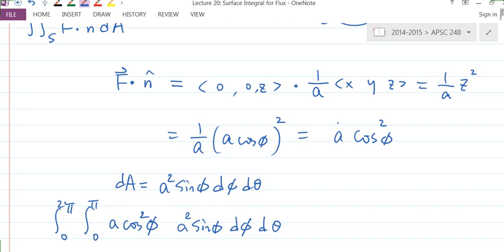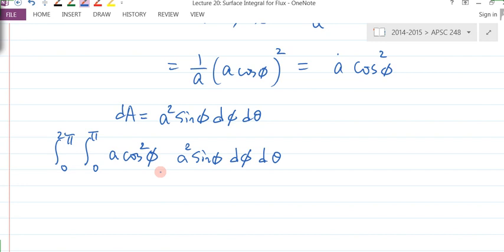And this is not too bad of an integral here. You can use a simple substitution to do this, right? You can let u equal to what? To cosine phi. Okay, and you can try it.